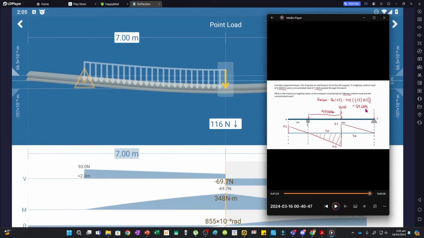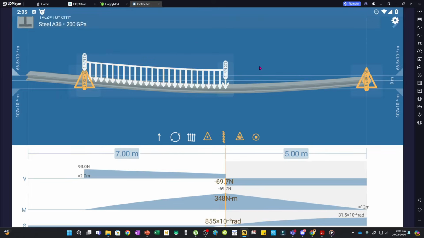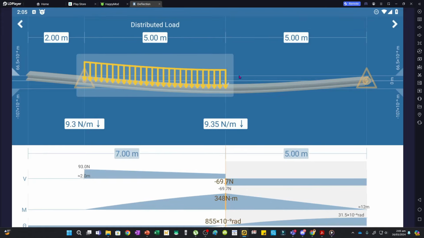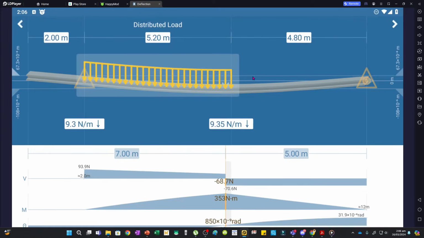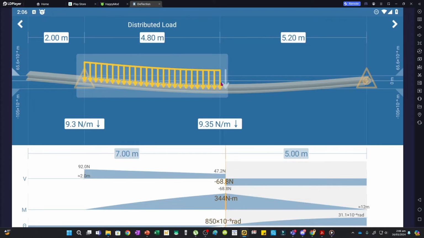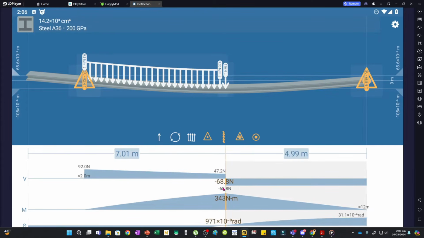Now, let's try to move our load just a bit to the right. For example, let's move the distributed load by, let's say, 0.2 meters. The shear will now change. It will become minus 68.8. And then if I move it 0.2 meters to the right, again, this was initially 5, then the shear at the midspan will be minus 68.8.